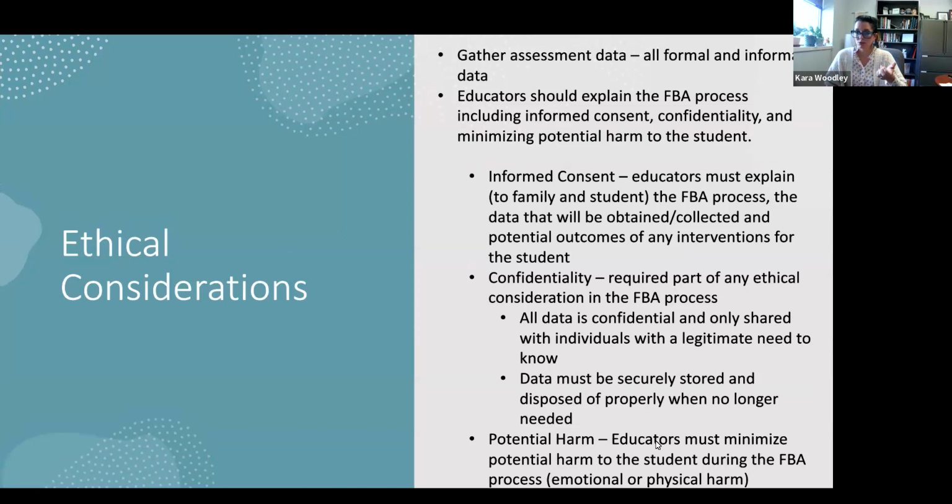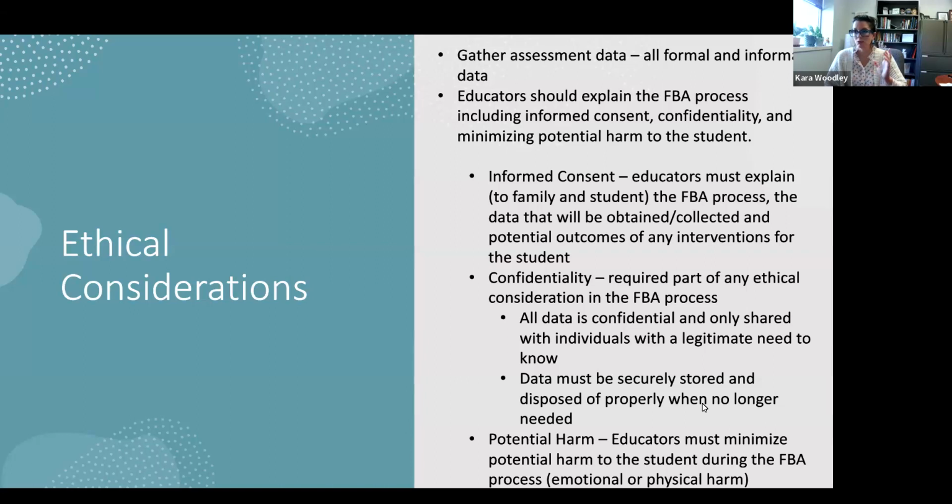You also need to explain potential harm. Educators must minimize potential harm to the student during the FBA process, especially during the period where you're collecting data, maybe observing, and then also doing the interventions. That has to be an important consideration. You have to minimize potential harm to the student, whether it's emotional or physical harm. Again, your district or school probably has forms that explain all of this, but this is very, very important.